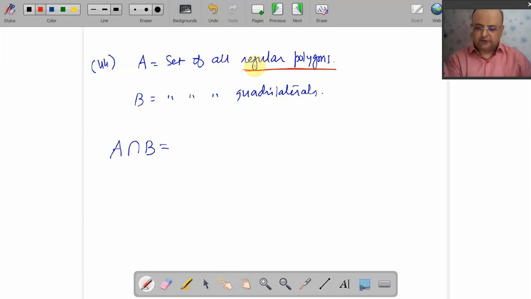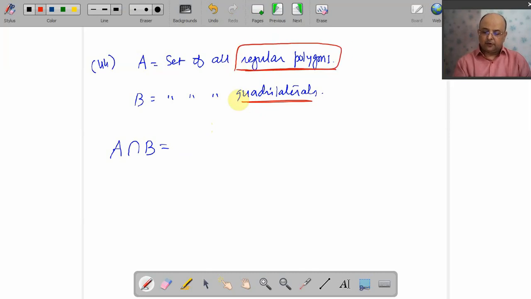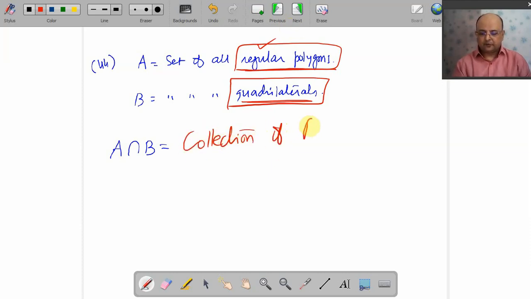A is the set of all regular polygons and B is the collection of all quadrilaterals. So A intersection B, I want to collect elements where it is a regular polygon as well as a quadrilateral. Quadrilateral means it is certain that there are 4 sides. Regular polygon means all the 4 sides are equal. So it is nothing but the collection of all rhombus.